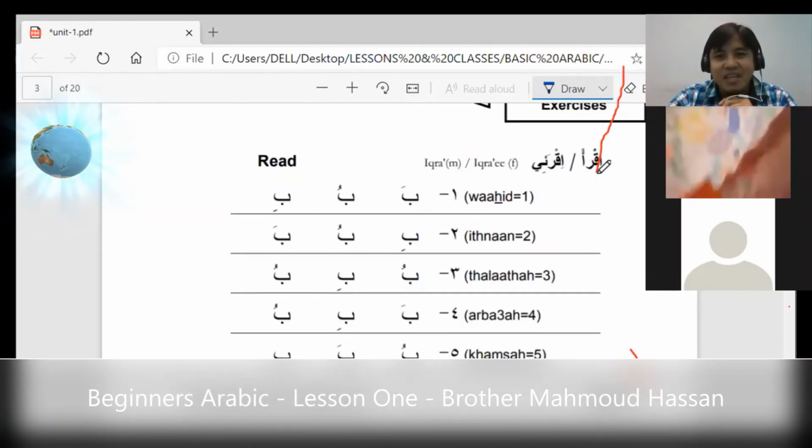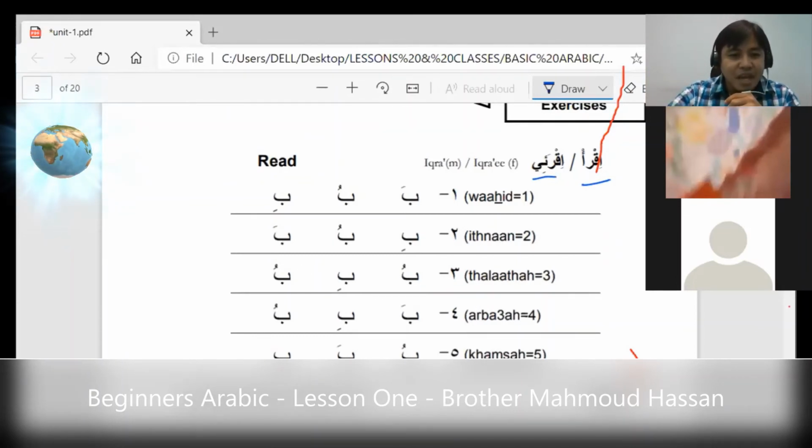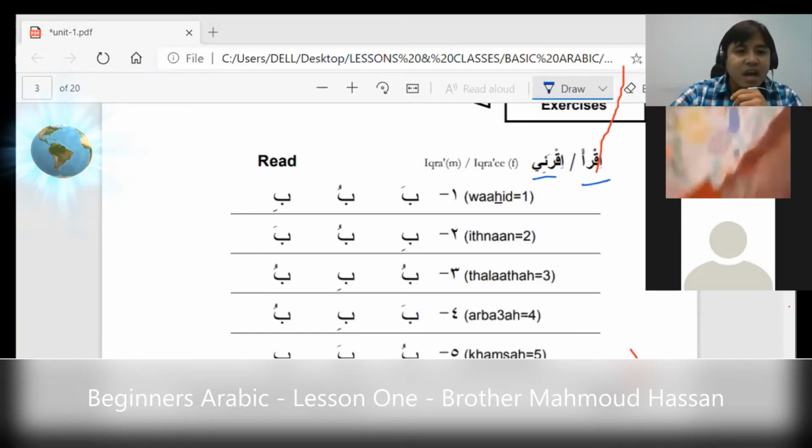iqra. When we say iqra, it means you read. That is for the male. And for the female, we say iqra'i, you read. Just collect those vocabularies. Iqra, I am asking the male to read. And if I say iqra'i, I am asking the female to read. Now, listen very carefully to how we read it. Then you can do it by yourselves, inshallah.